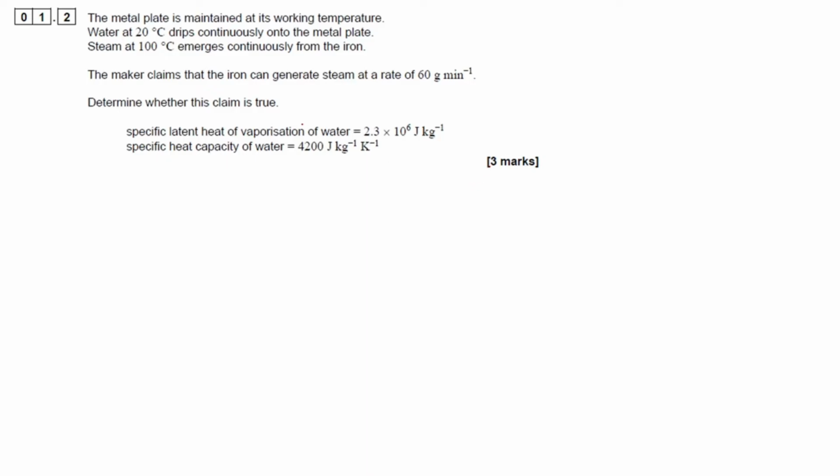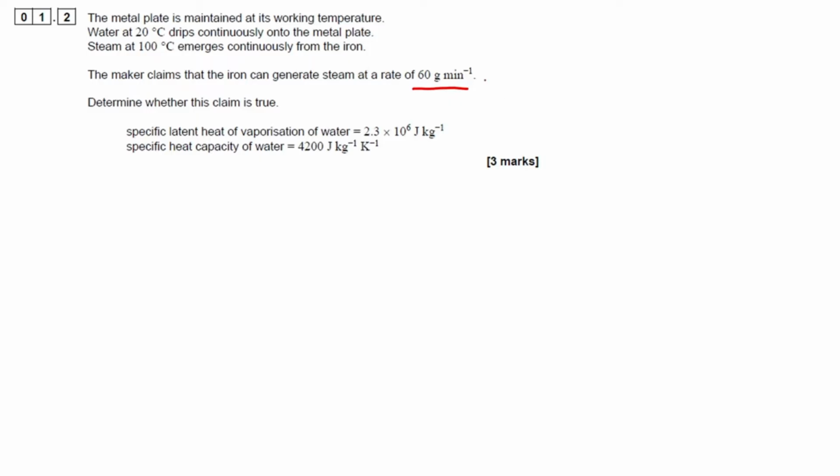This next question, there's a few different ways to approach this and answer it. First of all, understanding the object of interest now is this water turning into steam. So we're thinking about all the energy changes that are taking place for the water, which starts at 20 degrees, ends up being heated to 100 degrees and then boiling and turning into steam. And the claim is 60 grams per minute is what can be generated by this iron.